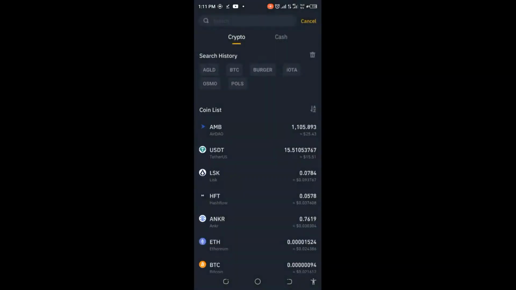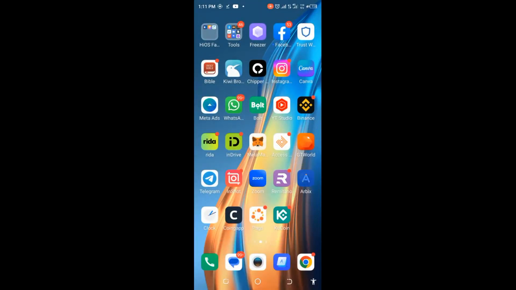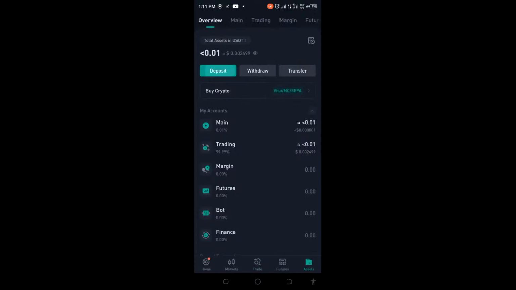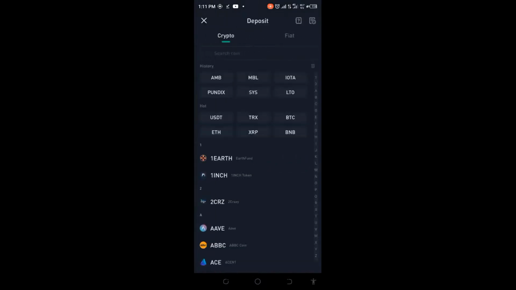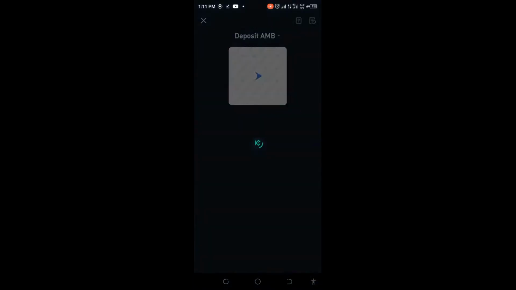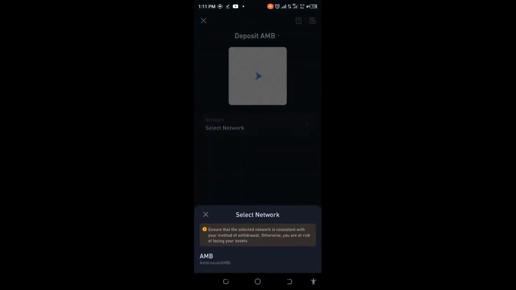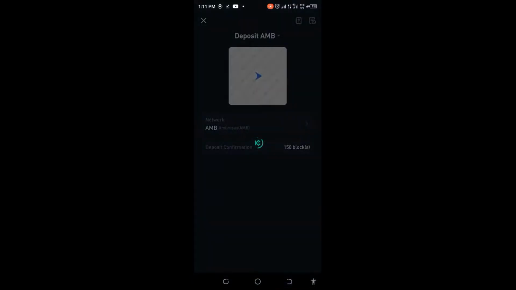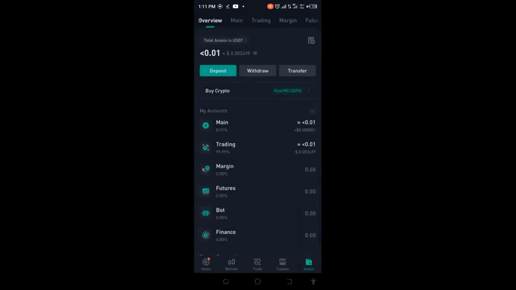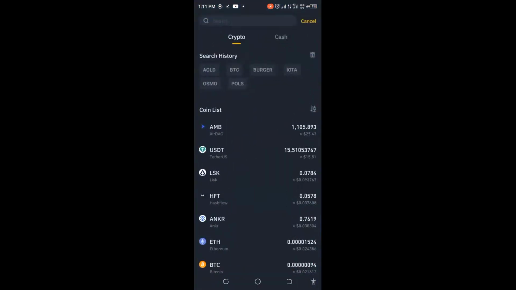Once we've gone to withdraw, we're just going to get the deposit address from KuCoin. So what's the deposit address? Let's go there, deposit, and we put the AMB there, then we'll copy it. That's it. We're just going to have to copy the address. You just see it's AMB, and make sure it's the same network as the one that you're sending from.